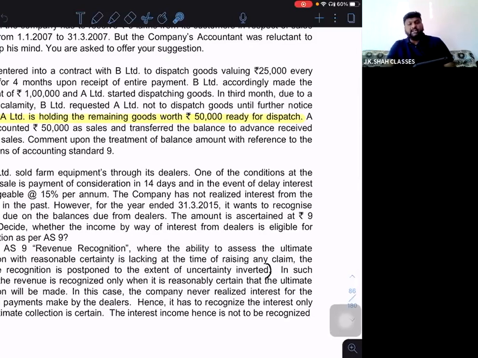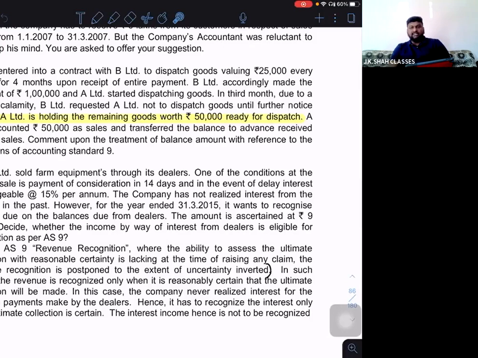So what did A Limited do? A Limited has recorded it as an advance. Comment upon the treatment of the balance amount, means the 50,000 balance amount which is transferred to the advance account. You have to comment upon that with reference to the provisions of AS. So what do you think, is the accountant correct or not?